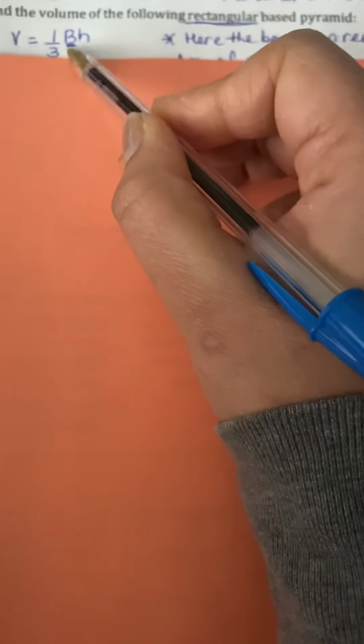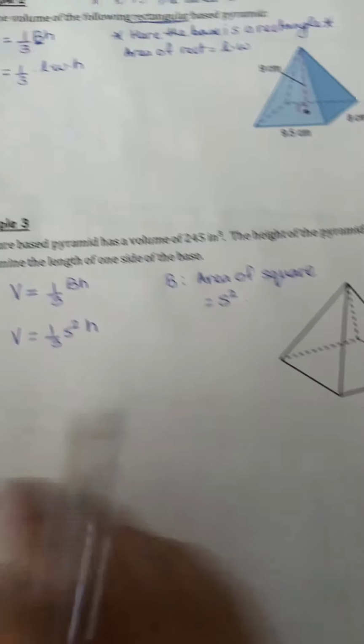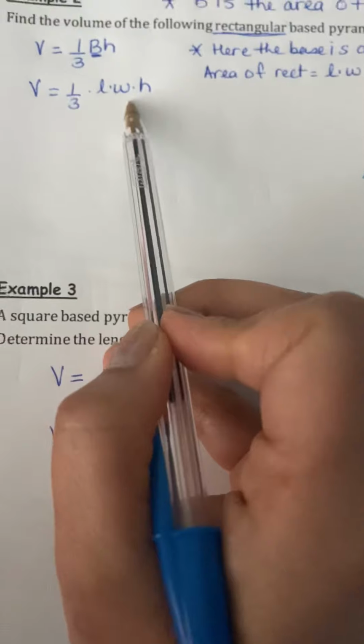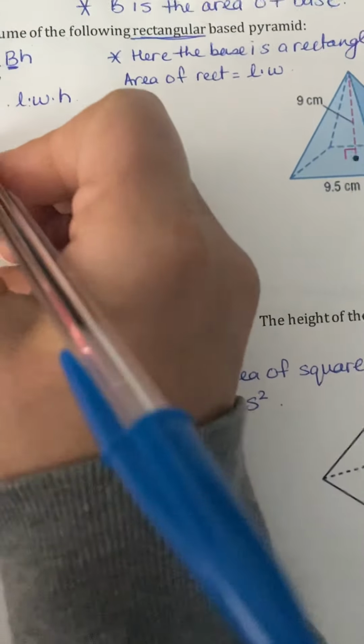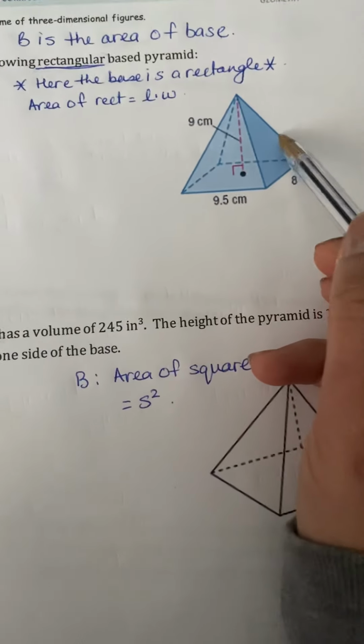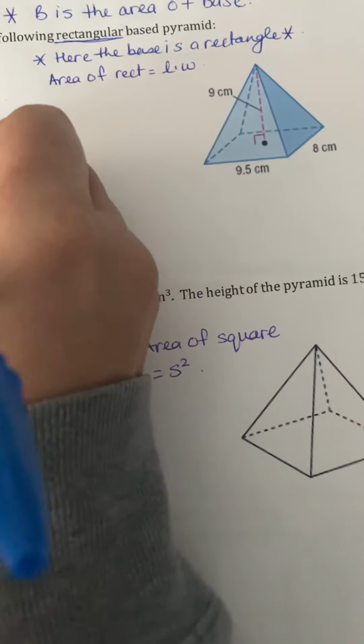So I copied the formula. The formula of the pyramid is 1 over 3 big B times H. I want you to copy that. The B is the area of the base. So what is this rectangular base? What am I going to replace my big B with? A rectangular area, right? So what's the area of a rectangle? Length times width. So I substituted my big B with length times width. That was the only hard part you had to understand in this question, because all the dimensions are given to you. All you need to do is substitute in.